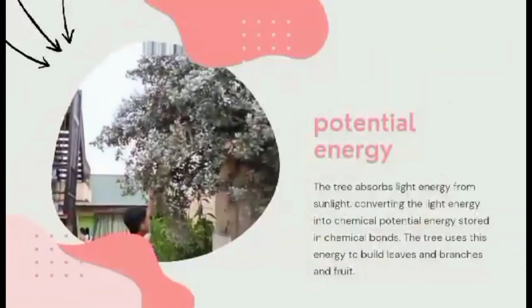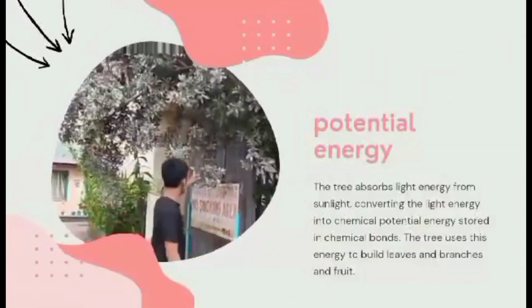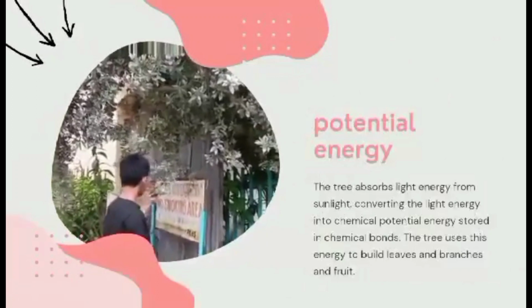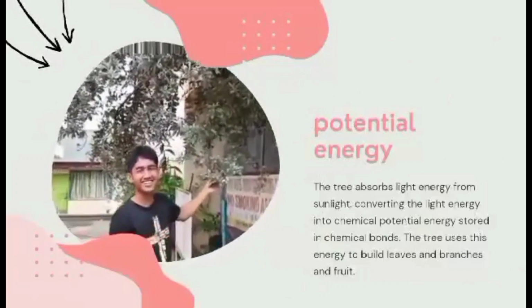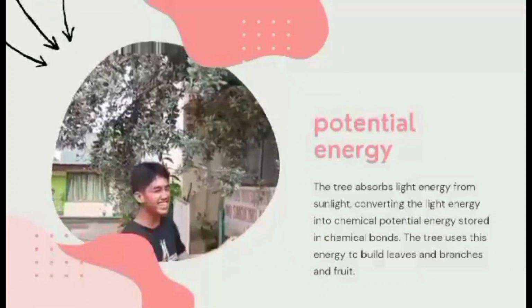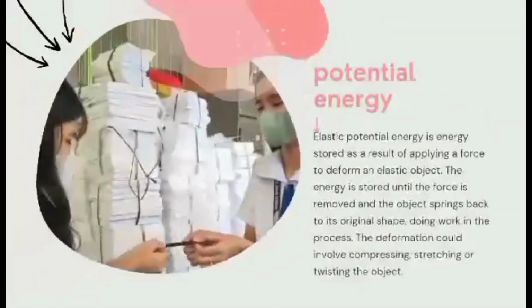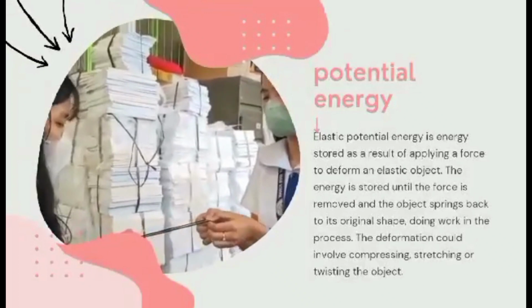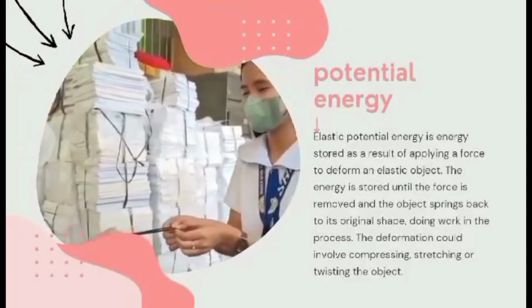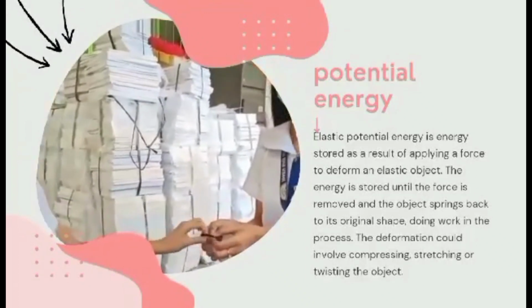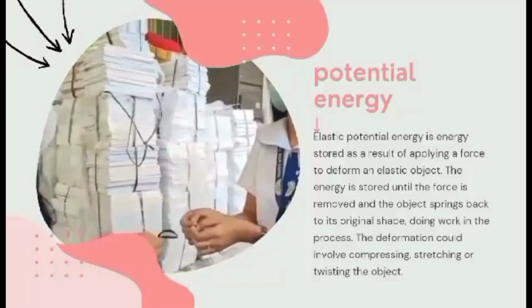The tree absorbs light energy from sunlight, converting the light energy into chemical potential energy stored in chemical bonds. The tree uses this energy to build leaves and branches and fruit. Elastic potential energy. This energy is stored as a result of applying a force to deform an elastic object.